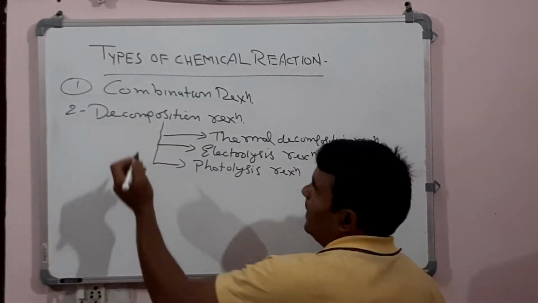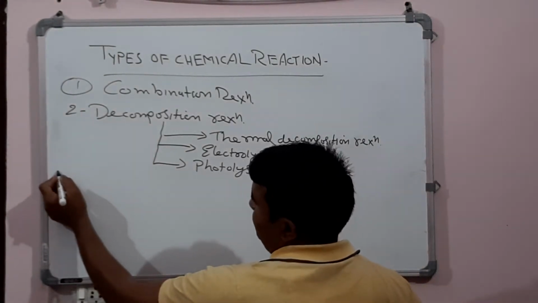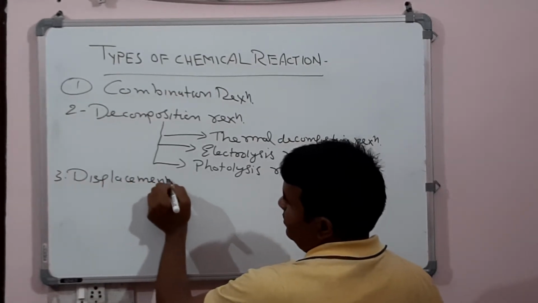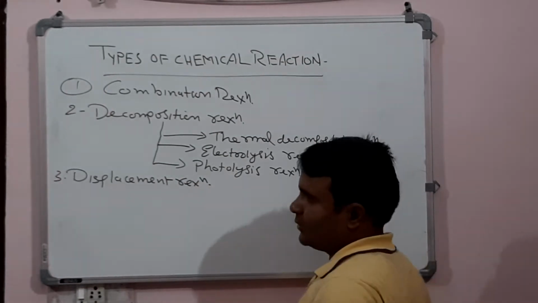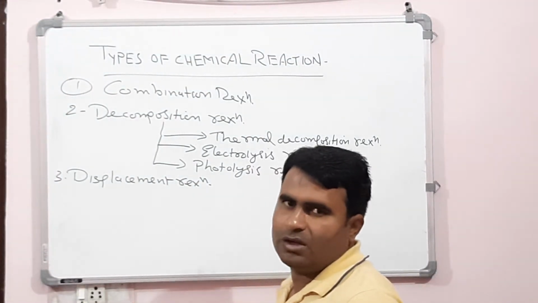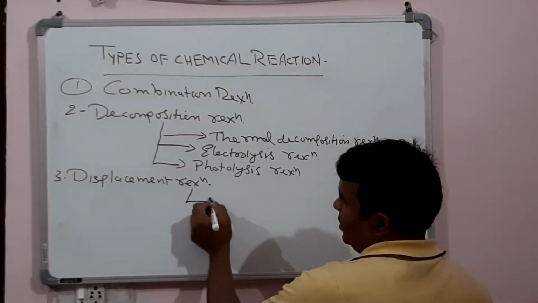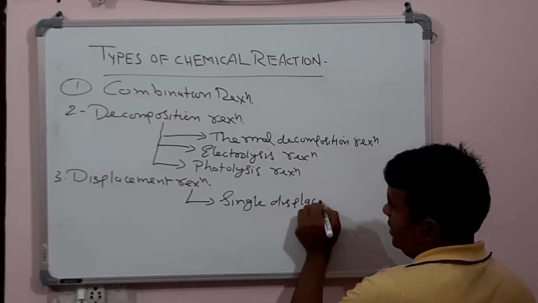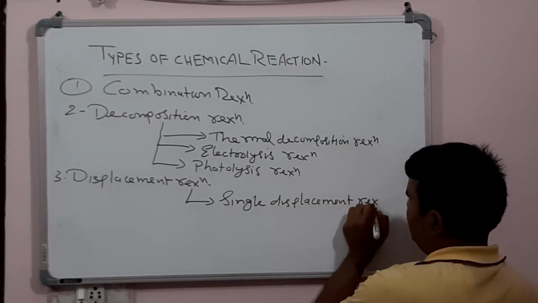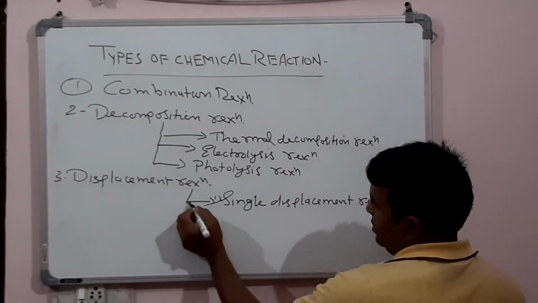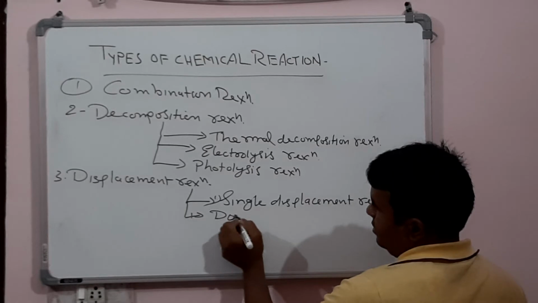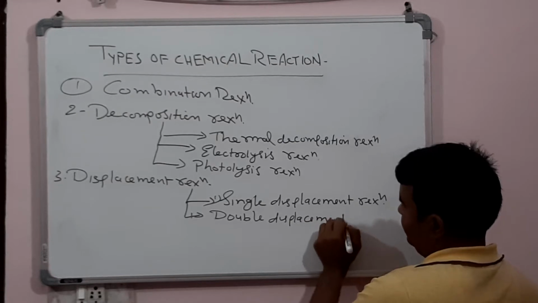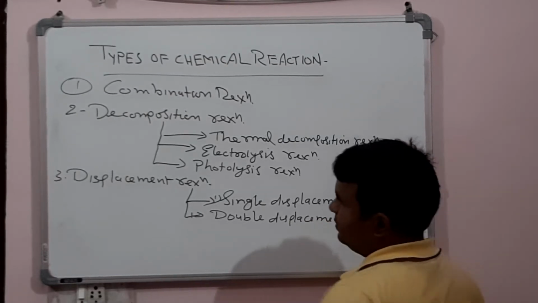Next type of chemical reaction is displacement reaction. Displacement reactions are also categorized into 2 categories. Number 1, single displacement reaction. Second, double displacement reaction. Okay.